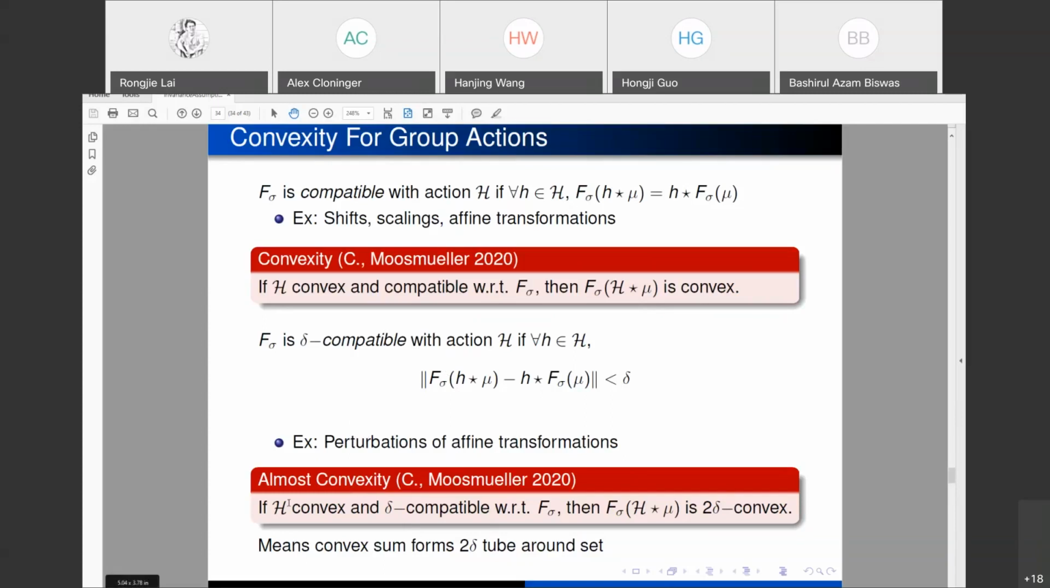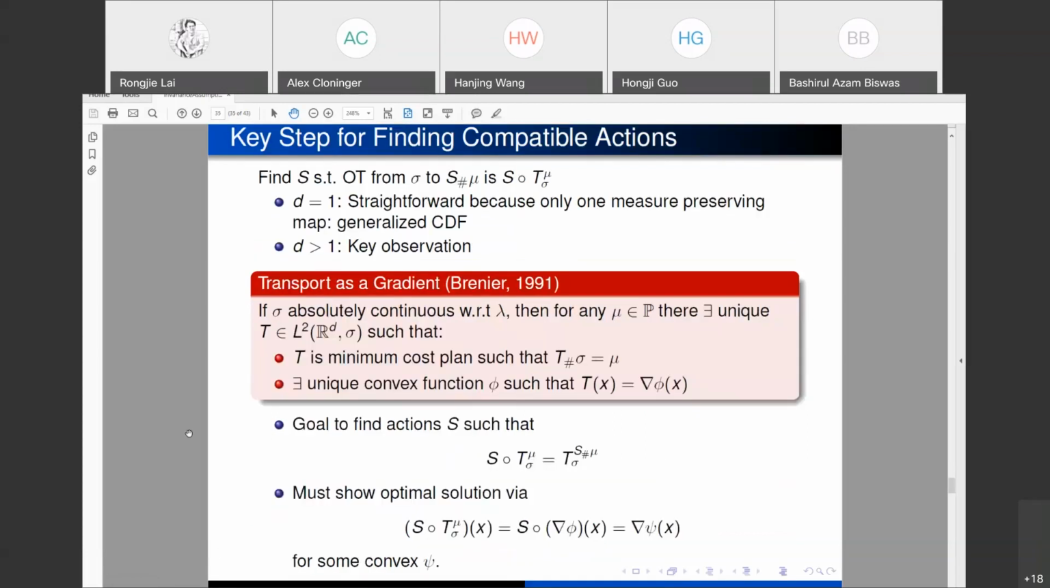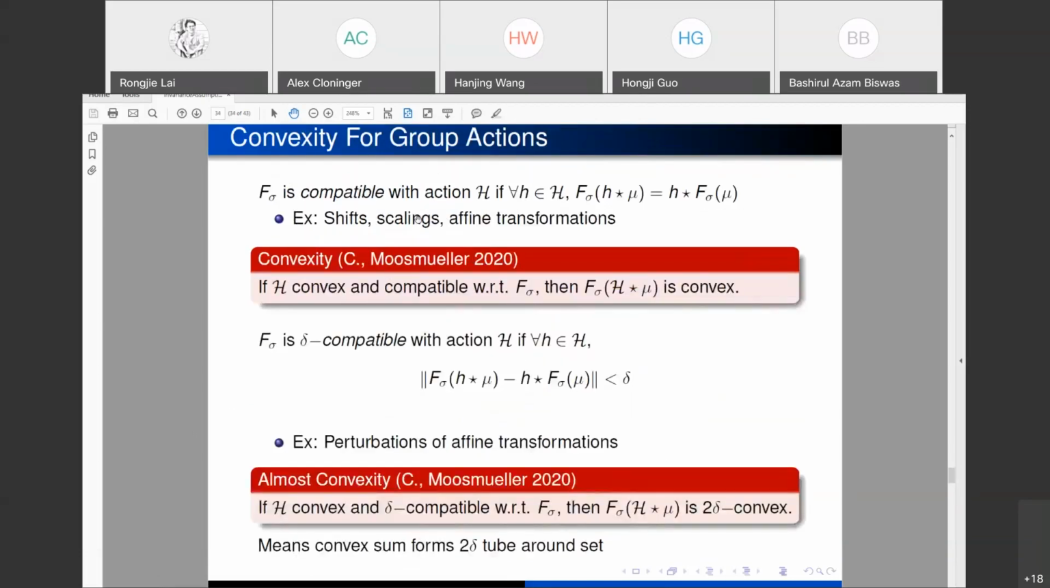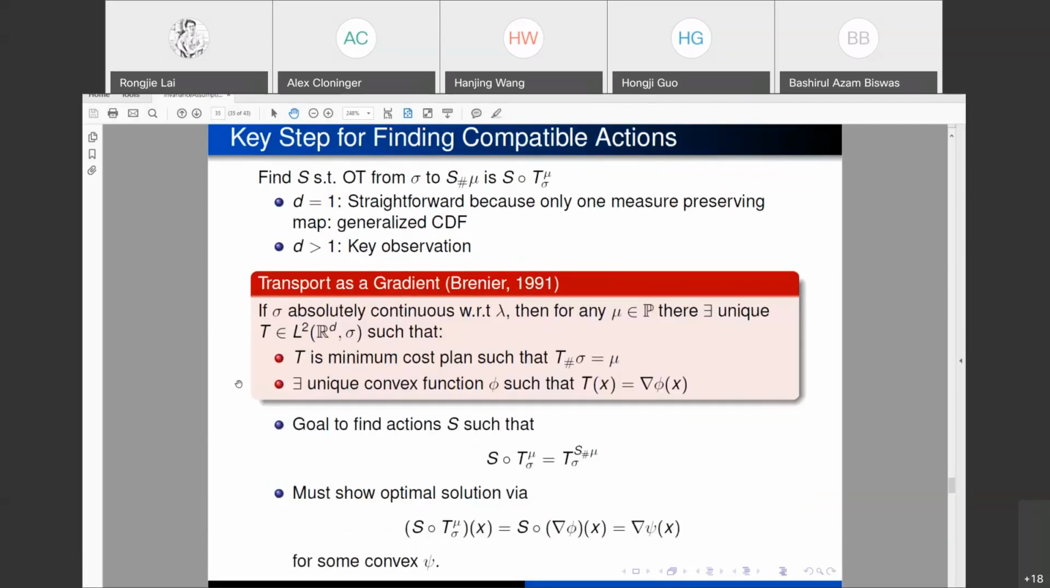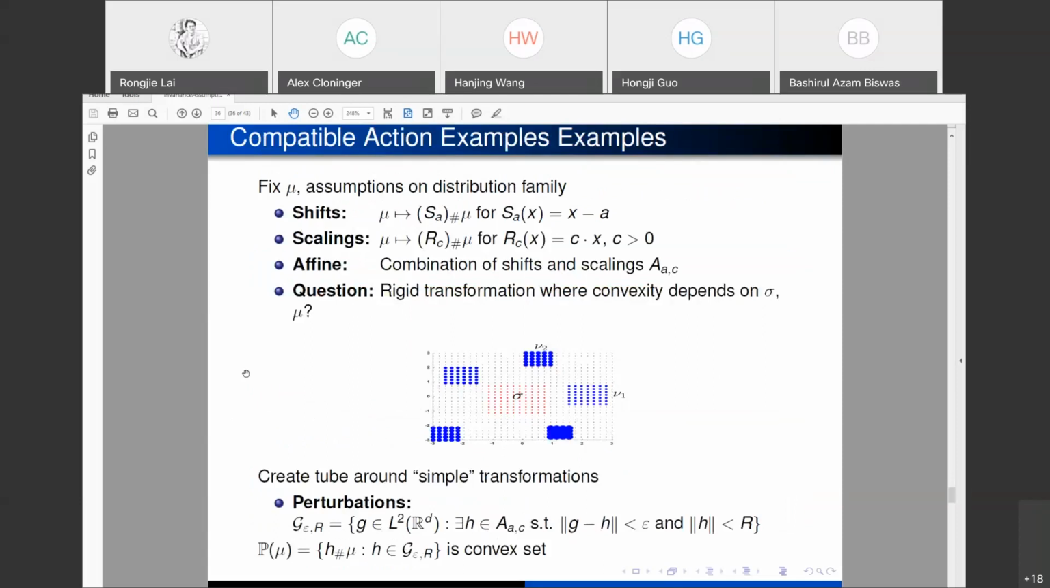Well, then we have almost convexity, which basically says that if you have something that's delta compatible and convex, then in LOT space, it's two delta convex. Two delta convex just basically means there's a little tube around the convex set. So what this means is convexity goes to convexity. All right, I'm going to skip over this for now. This is about how you would show that shifts, scalings, affine transformations, all of that stuff satisfy those conditions. I won't go into it now.